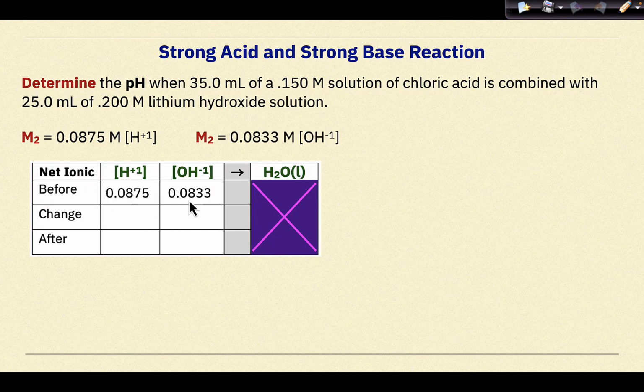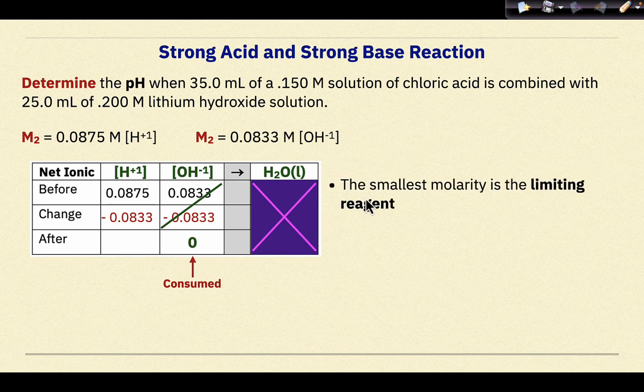The lower concentration value of the hydrogen ion and hydroxide ions is completely consumed during the neutralization reaction. This is represented in the change section of the table. We observe that in this example, the hydroxide ion concentration is completely consumed during neutralization. Therefore, the smallest molarity is the limiting reagent. The hydrogen ion concentration is in excess with a calculated concentration of 0.0042. This remaining amount of hydrogen ions can be used to calculate pH.